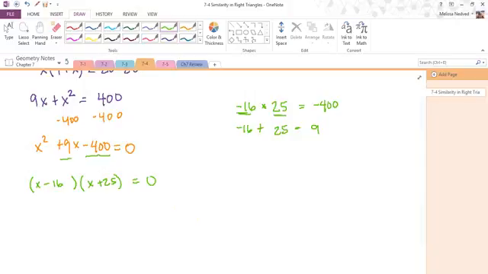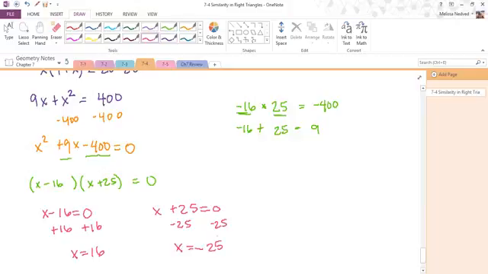The last thing we need to do is figure out what x is. Well, anytime you've got two numbers multiplied by each other and you get a product of 0, one of those numbers has to be equal to 0, and that's called the zero product property. So we say x minus 16 has to equal 0, or x plus 25 has to equal 0. Set up two different equations and solve for x. On the first equation, to get x by itself, I'm going to add 16 to both sides. So I get x equals 16. In the second equation, I'm going to subtract 25 from both sides to get x by itself, and I get x equals negative 25.